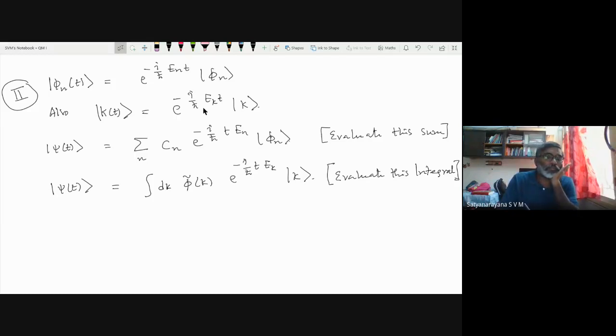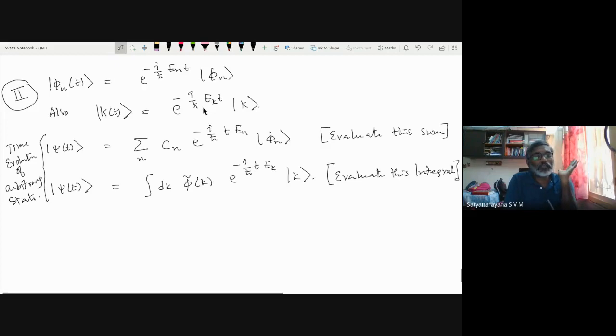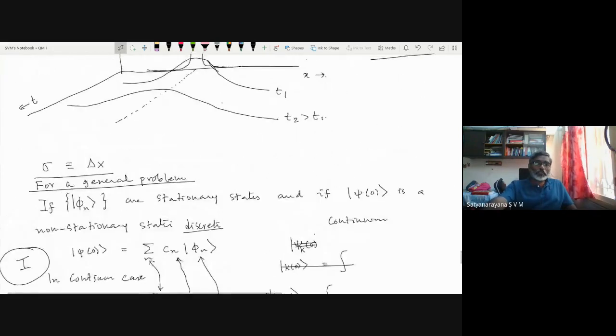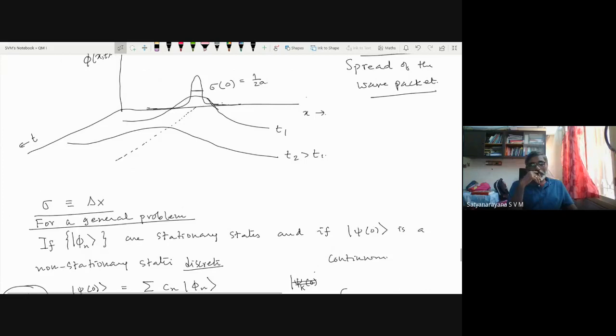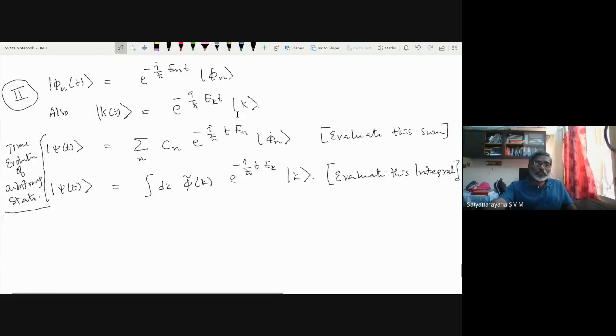Okay, so that's all. This is basically using these two inputs to find the time evolution of an arbitrary state. That is the most important thing of what we are doing. If you are understanding this, then more or less in all problems, this is what we would have to do.